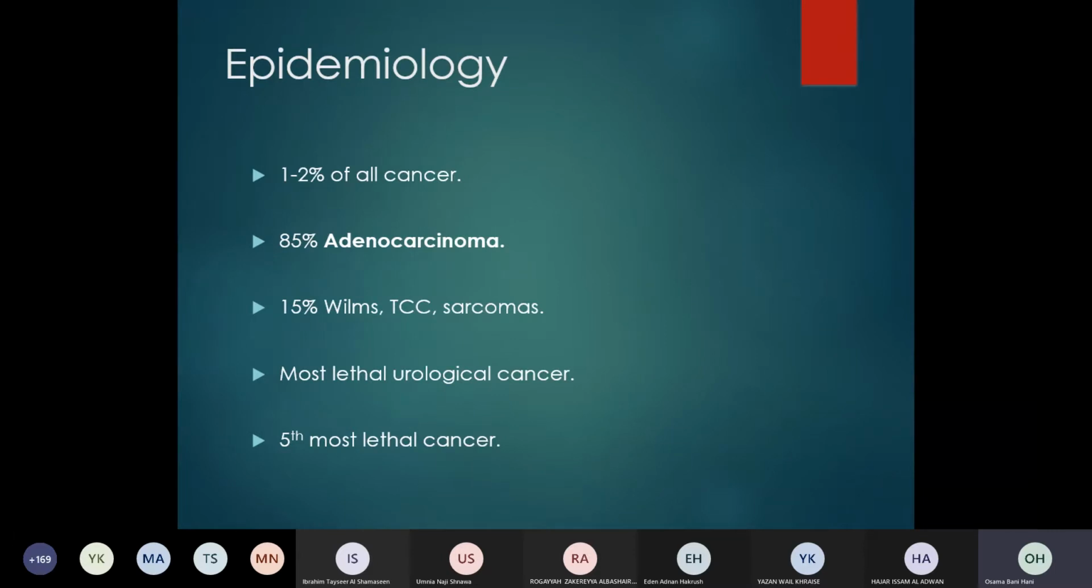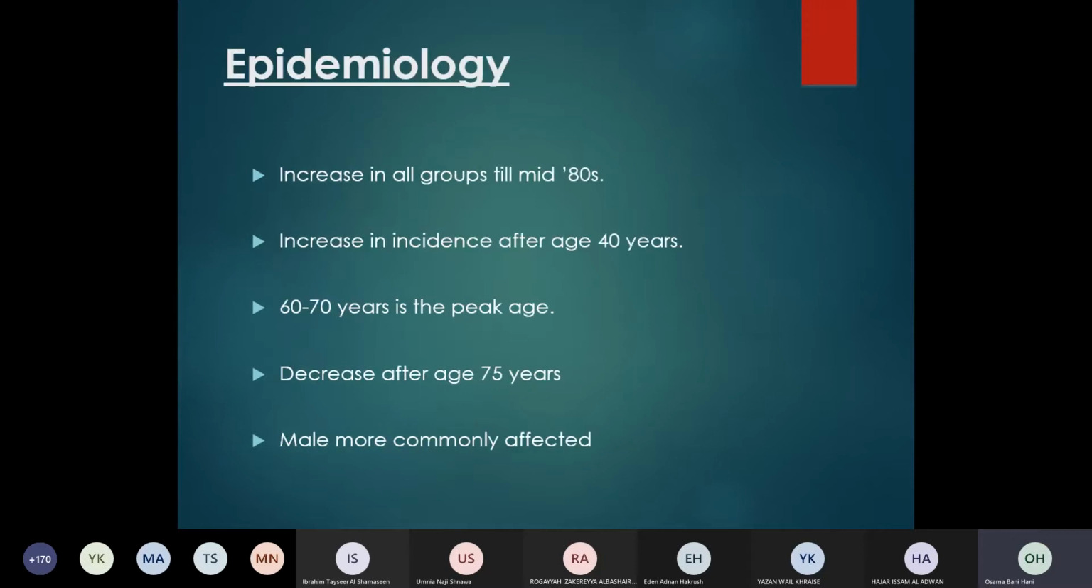15% of these tumors are Wilms tumors, especially in the pediatric age group, or transitional cell carcinoma from the transitional epithelium, or sarcomas from the capsule, fibroma, or the muscle that's found in the kidney or around the kidney. It's the most lethal urological cancer. Other cancers are really less dangerous, and it's the 5th most lethal cancer all over the world.